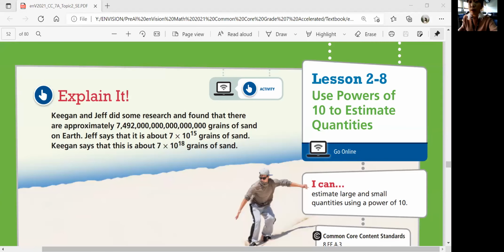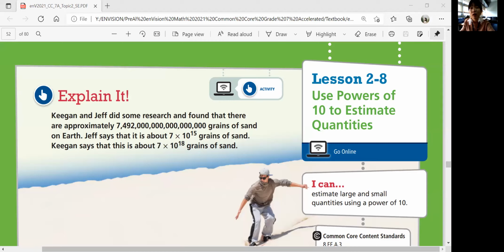This is Pre-Algebra, Lesson 2-8. Use powers of 10 to estimate quantities. In this lesson, you will estimate large and small quantities using a power of 10, and then you also write that number as a single digit times a power of 10. For language, you will describe ways to estimate large and small quantities using a power of 10.